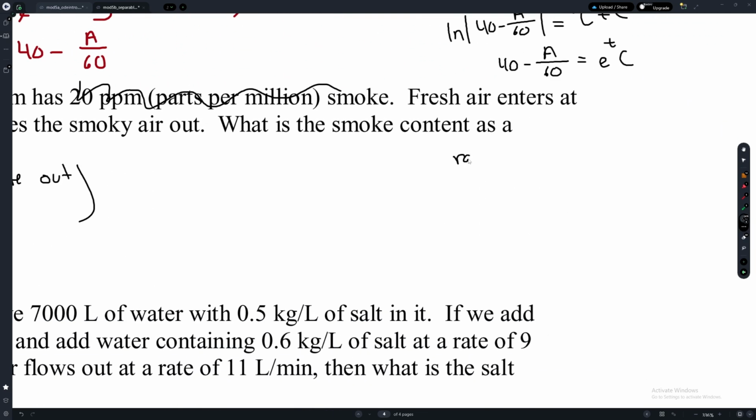Okay, so my rate in equals the concentration at the beginning, how much smoke is coming in, times how much air is coming in. So the smoke in the beginning, this is fresh air. So the smoke coming in is 0. We don't have any smoke coming in. Times how much air is coming in, which is 1200. So how much smoke is coming in? 0. There's no smoke coming in. That's why this is 0, right?